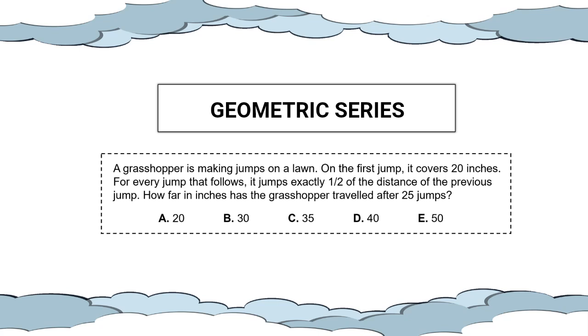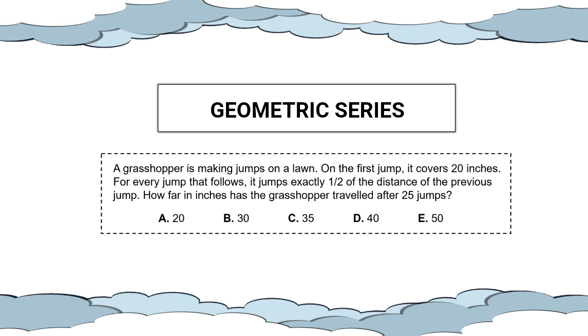In this ACT math video, we're going to take a look at geometric series. And this is the problem we're going to take a look at today. So a grasshopper is making jumps on a lawn. On the first jump, it covers 20 inches. For every jump that follows, it jumps exactly half of the distance of the previous jump. How far in inches has the grasshopper traveled after 25 jumps?